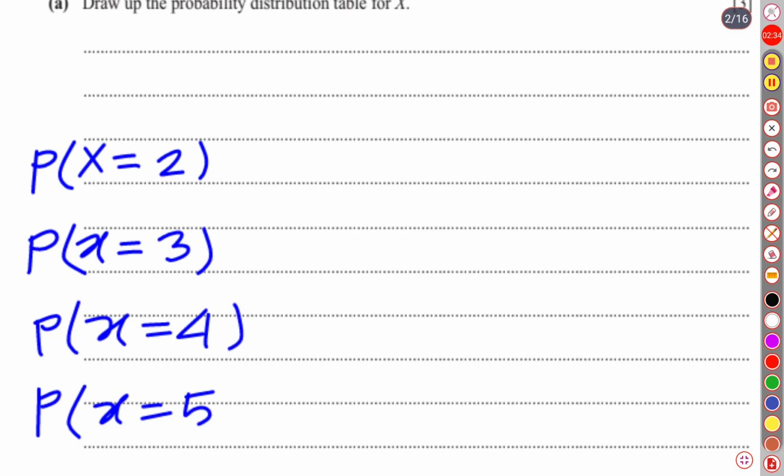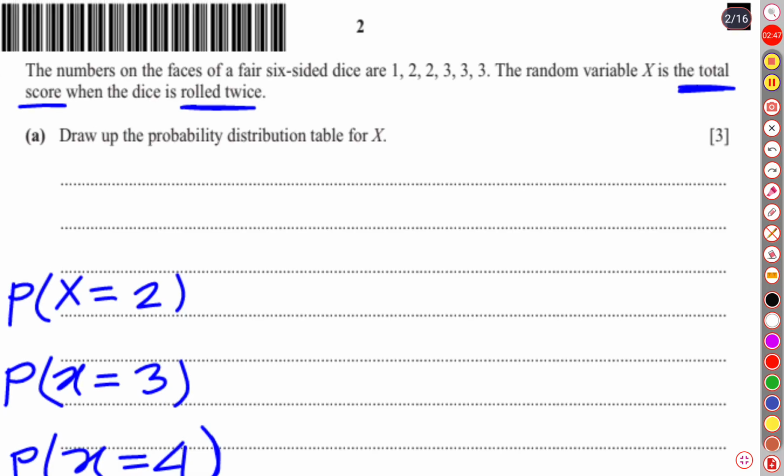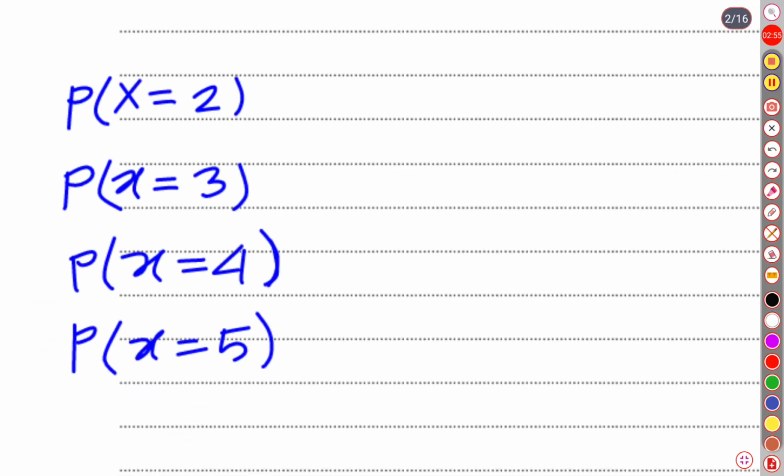So these may be the total scores of the cases. And there is one more score left. Suppose in the first roll we get 3 and in the second roll also we get 3. So the total score is going to be 3 plus 3, which is 6. Remember, we are writing the total score of rolling two times. So these are the possible total scores of the dice if it is rolled twice.